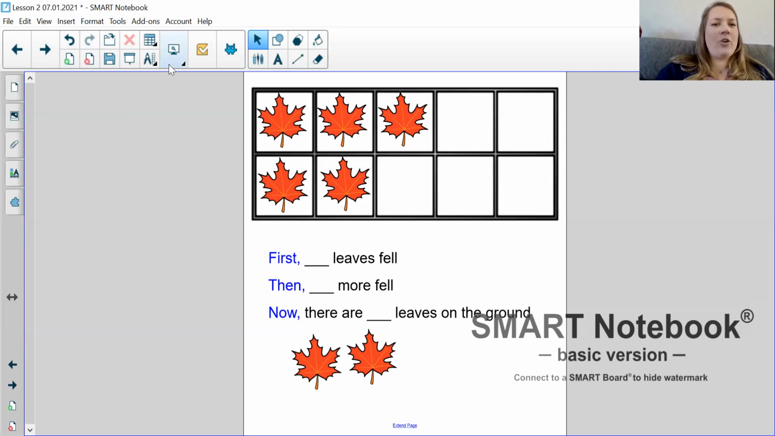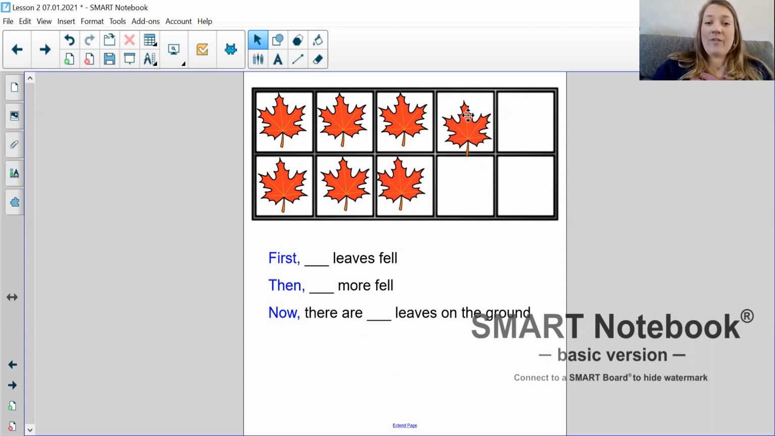I need to show that on my tens frame. So I'm going to add another 2 leaves onto my tens frame. So first 5 leaves fell, then 2 more fell. Now there are blank leaves on the ground. To find out the answer to that question, I'll need to count how many leaves are on the tens frame. Can you count them too? 1, 2, 3, 4, 5, 6, 7. So now there are 7 leaves on the ground.